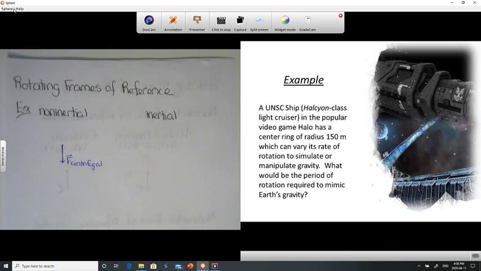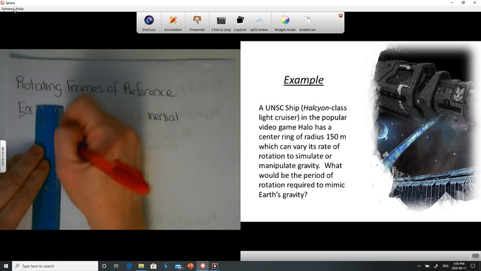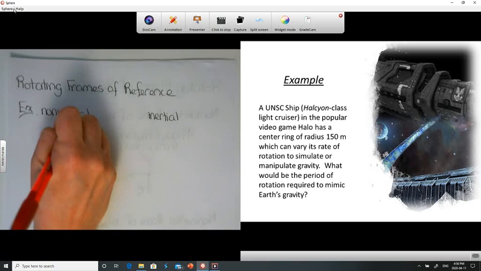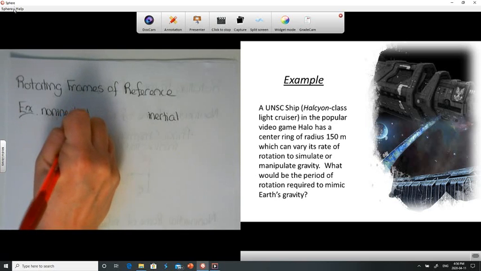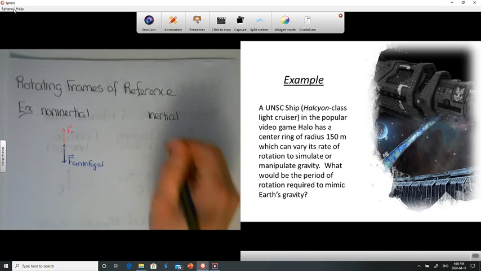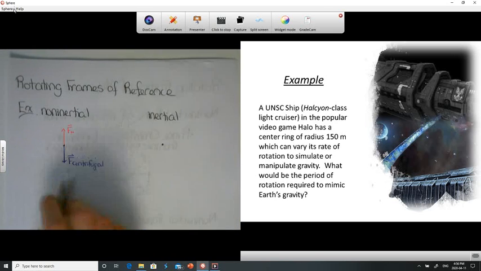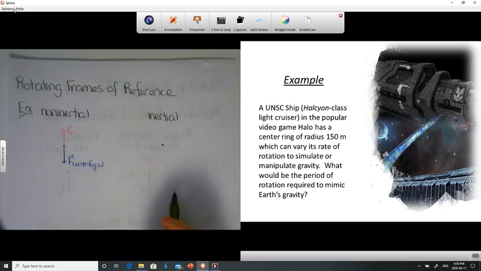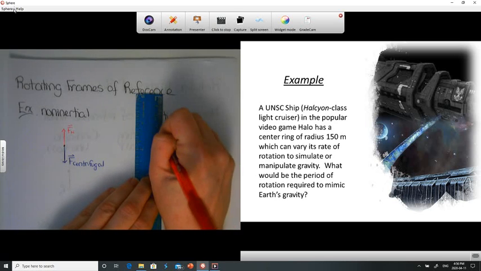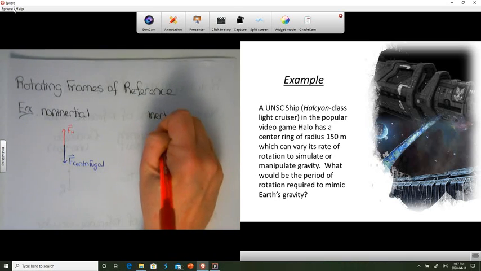But you don't go crashing through the floor of the spaceship because there is actually a floor there to stop that. And that is going to give us that normal force. Now, from an inertial frame of reference, we would explain this force just as a result of the inertia of the occupants of the spacecraft, which means we only have the normal force, which is causing that rotational motion.